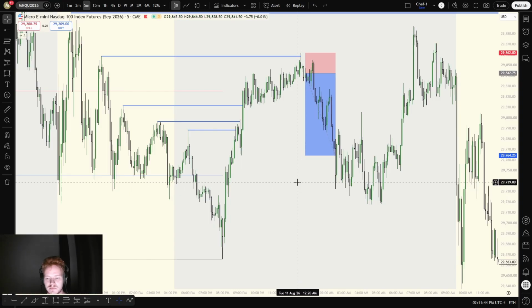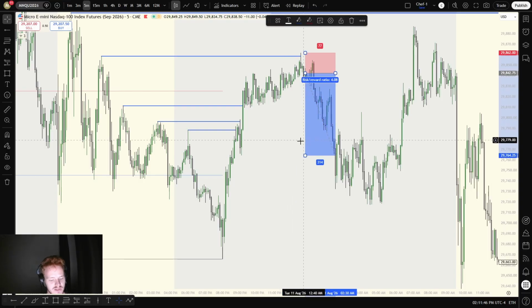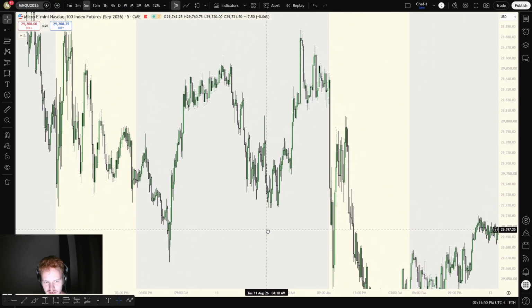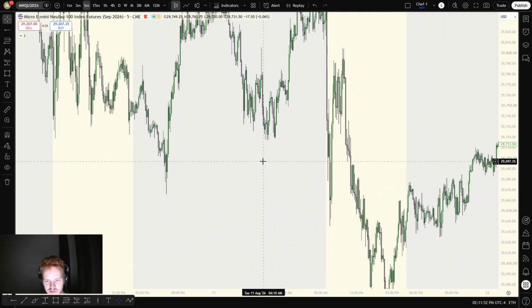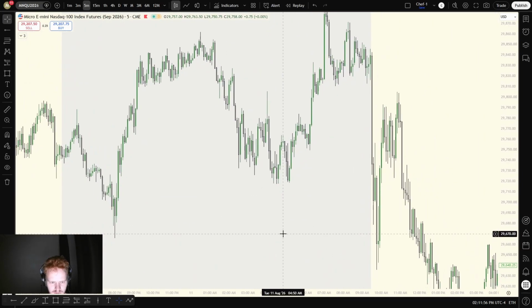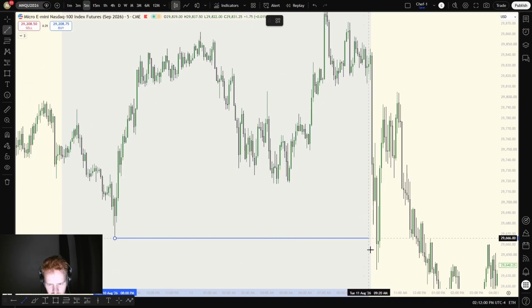That said, let's look at low resistance liquidity and high resistance liquidity. We could show it right here as well. Show it right here as well. Right here.